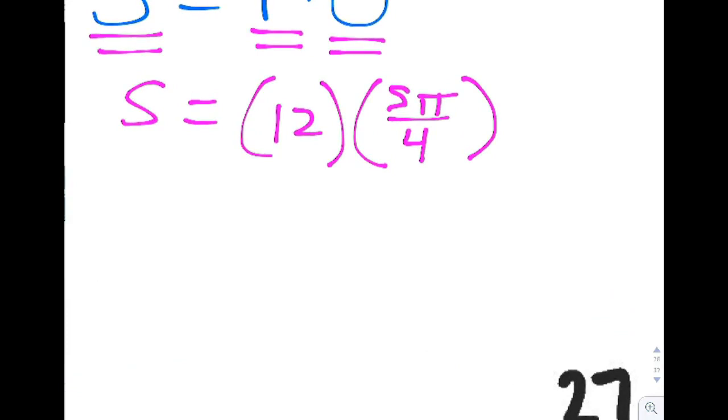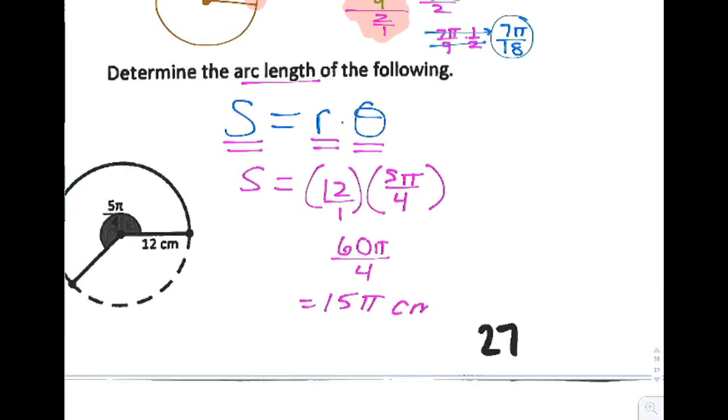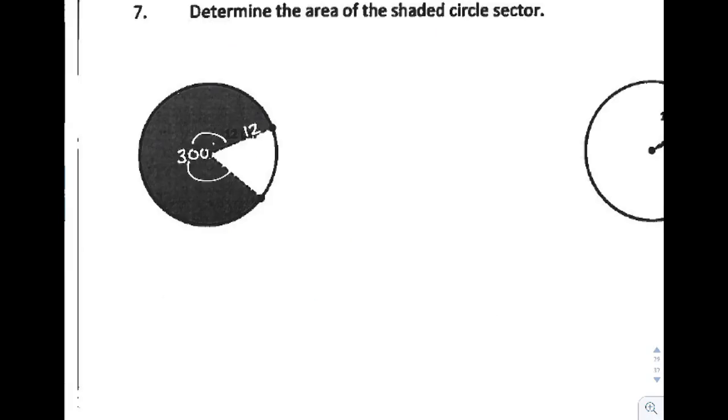So all we have to do is multiply 12 by 5 pi over 4, and that is 60 pi over 4, which reduces to 15 pi. And it's a length, so it's 15 pi centimeters, which sounds weird, but that's the answer because we're talking about the length of the arc, and it has to be in a distance measure like centimeters.